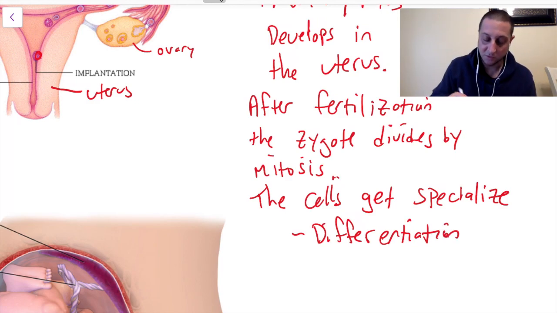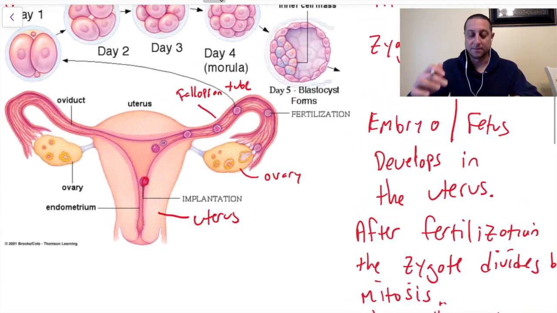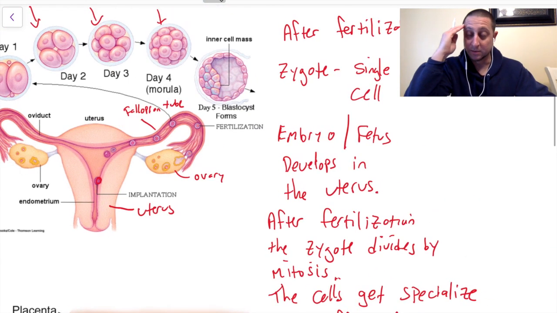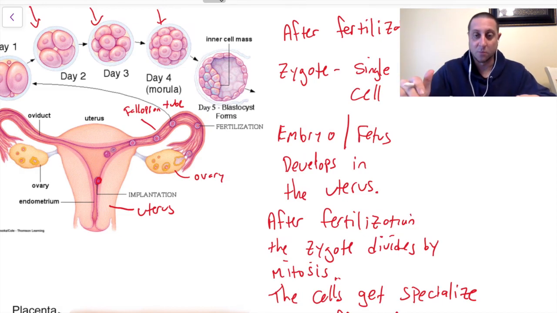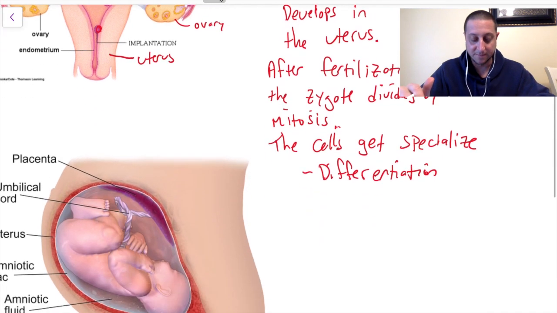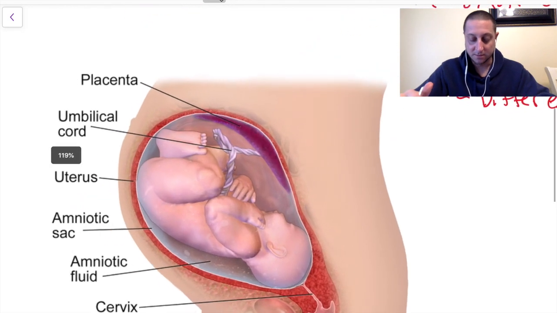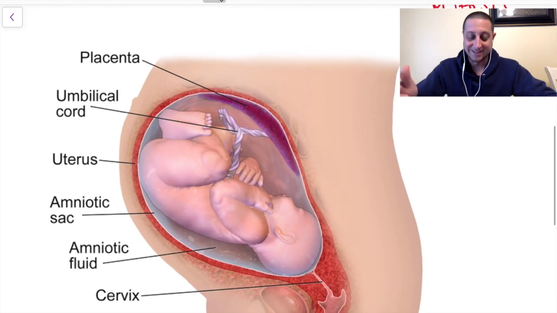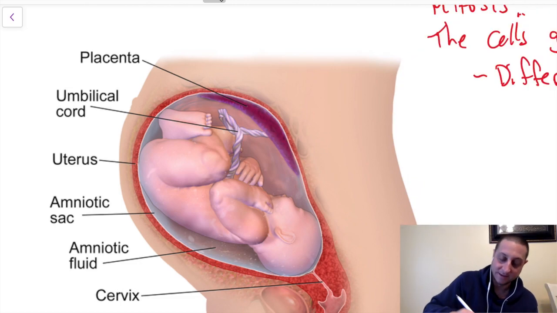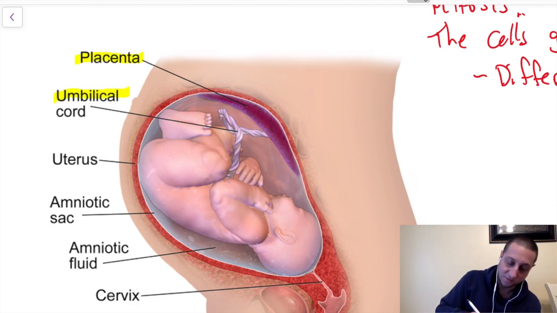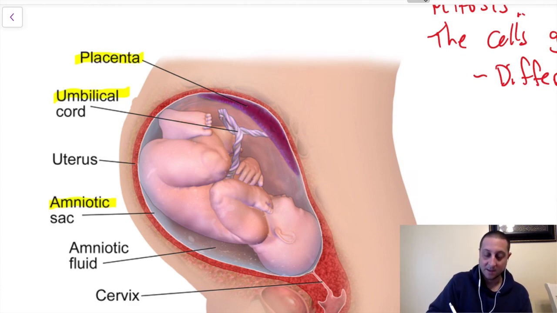All right, so once we have divided enough and enough and enough, you will then become an embryo and then a fetus. So I want to talk a little bit about what is going on with the fetus. So here you are. Here is the fetus inside of the uterus, and we have three parts that we need to know. So the first thing is the placenta.